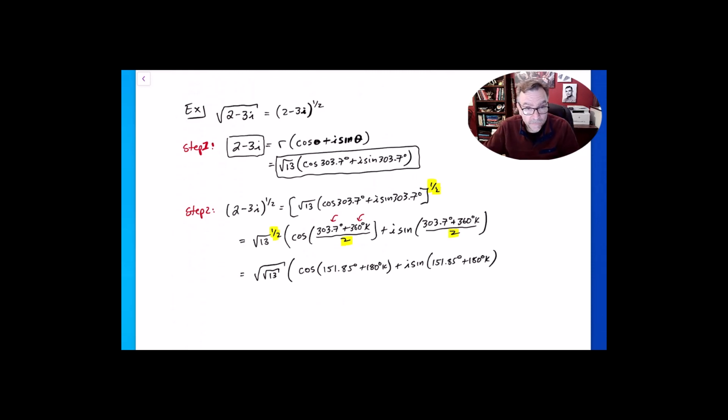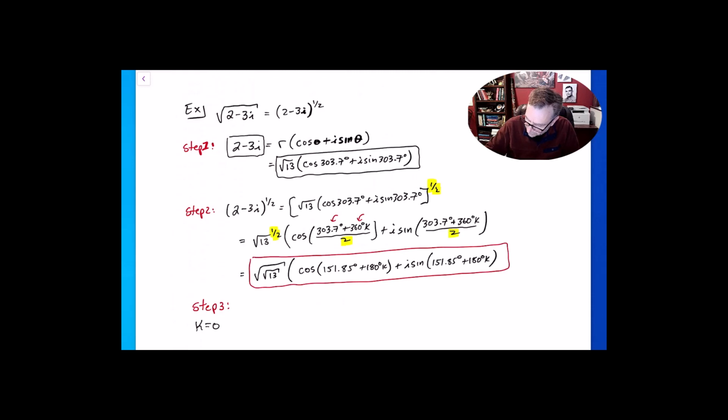All right. So step 3 is to start plugging in k's. Now there's only 2 solutions, so you always start your k with 0. All right, so when k is 0, we've got a formula, right? I'm looking at this formula right here. And we start plugging in k's to get actual values. And the first k you start with is 0.